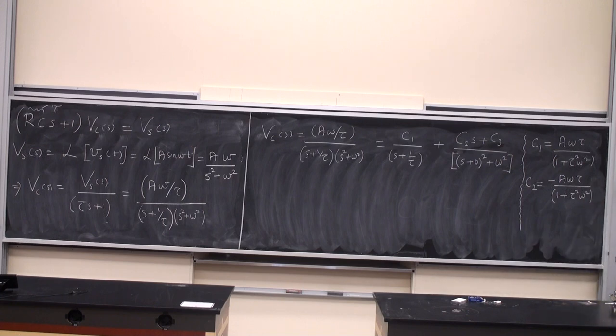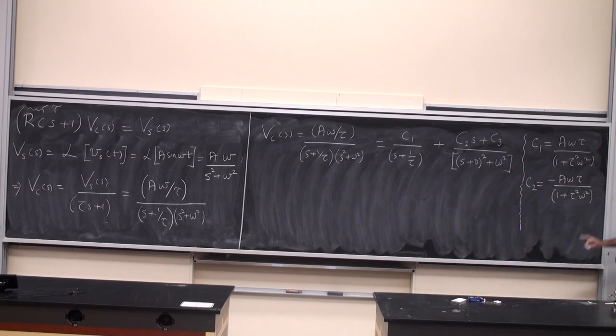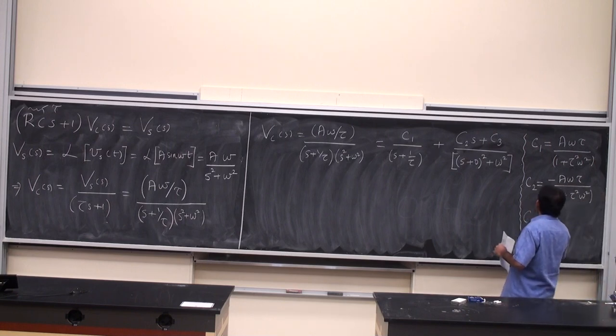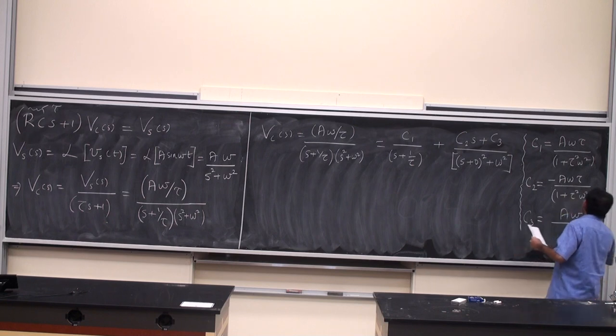How did we get these? Matching coefficients on both sides. This is regular stuff that we've been doing all along the semester, okay? Nothing new so far. C3 is plus A omega, same denominator.